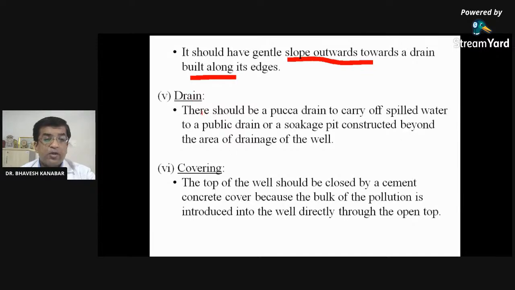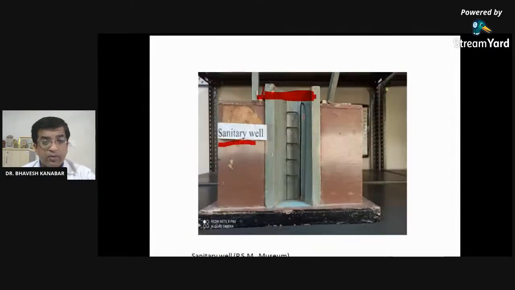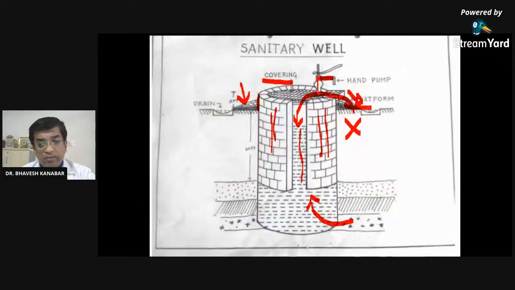Apart from this, there should be a pakka drain to carry the spilled water to a public drainage system. So whatever drainage is there should be carried from this drain out to a public drain system. It should also be a pakka drain.